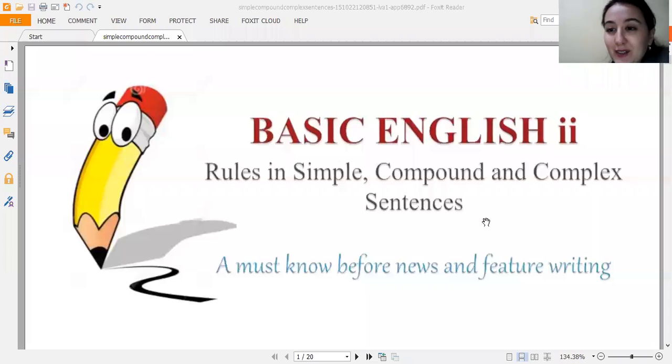Good morning, dear students. So today's topic is simple, compound, and complex sentences in the English language. As we know, the sentence can be of three types. Also in Uzbek and Russian languages, this topic is very similar.